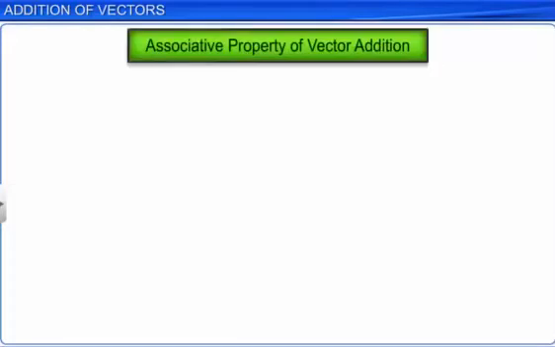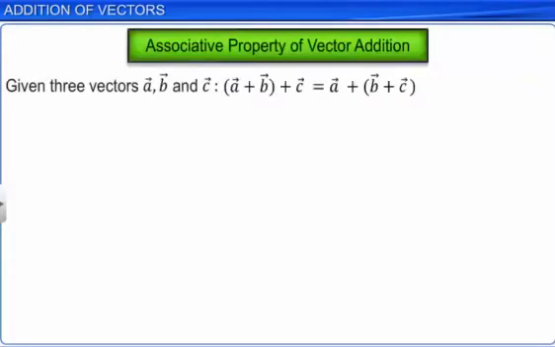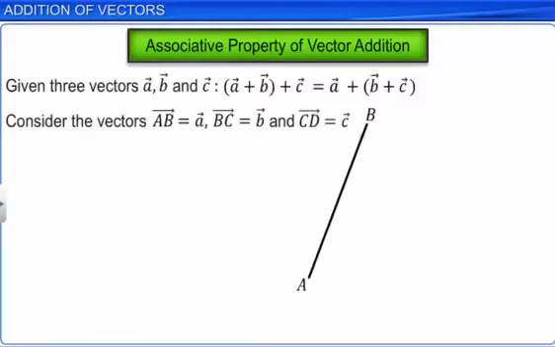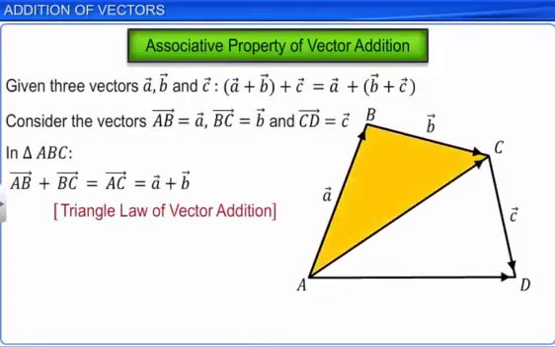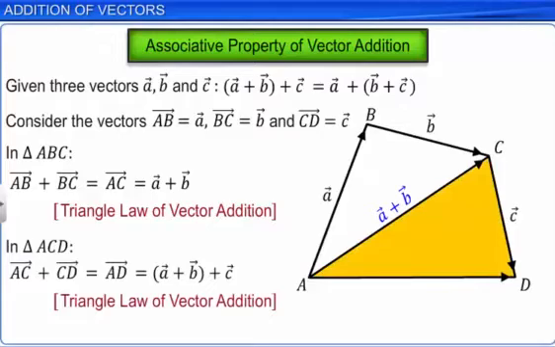Now, let us prove that vector addition is associative. Consider three vectors, AB, BC, and CD, representing vectors A, B, and C respectively. By the triangle law of vector addition, the sum of vectors AB and BC is equal to vector AC, which is equal to vector A plus vector B. Now, consider triangle ACD. The sum of vectors AC and CD is equal to vector AD, or the sum of vectors A and B plus vector C. Now, let us add the vectors in a different way.